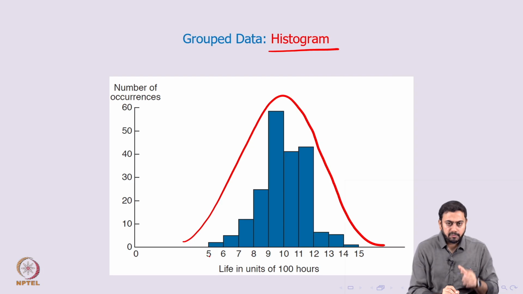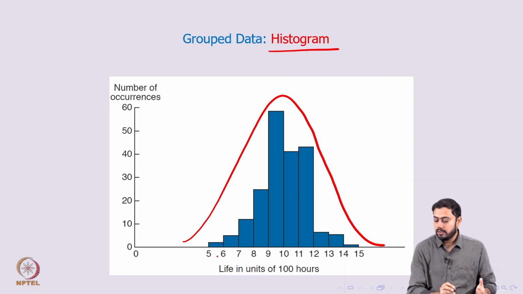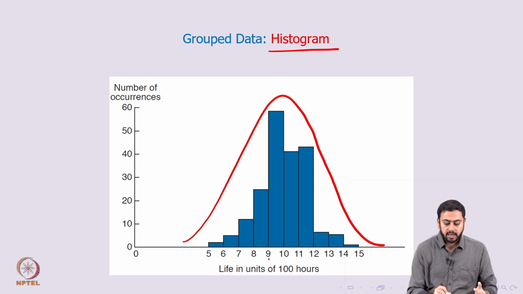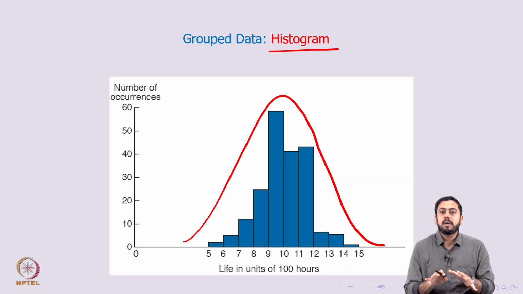For example, if you vaguely remember the last frequency table, for 500 to 600 hours you only had 2 such lamps. We can very well go back. For example, for 1400 to 1500 you only have 1 lamp. All these frequencies are nothing but plotted on the histogram. For example, for 900 to 1000 you have a lot of lamps, close to 60 lamps. Similarly, for 1000 to 1100 and 1100 to 1200 you have a lot of lamps, close to 40, close to 45. Towards the lower end and the higher end you do not have many lamps. So, this is broadly the structure of a histogram.